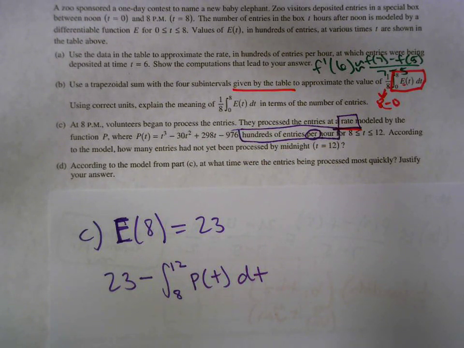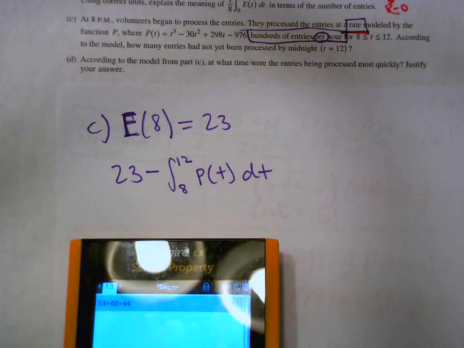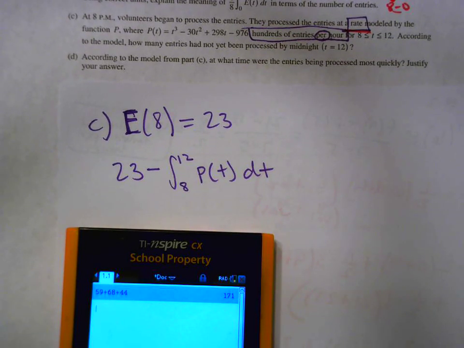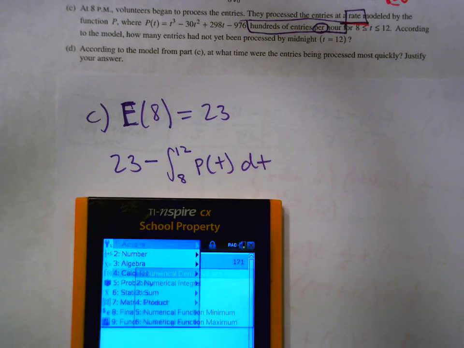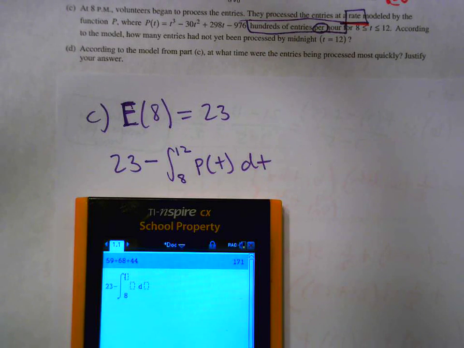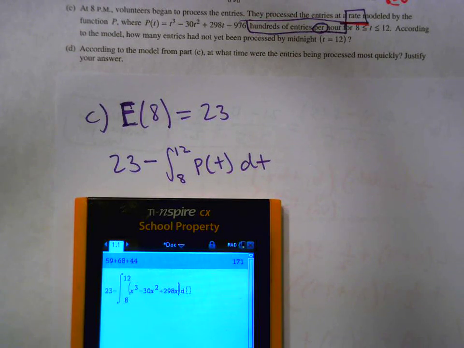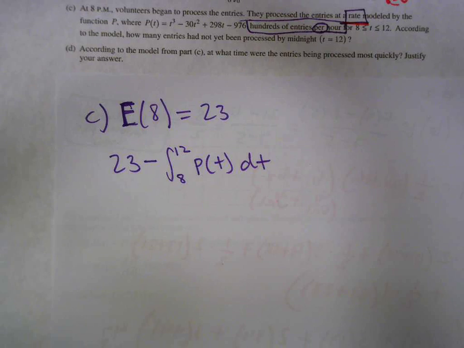Okay, so then if we do that in the calculator, look, that's me checking my math. 23 minus... then you 2 from 8 to 8 to 12. And then we're going to type in our P of T, so I'm going to say x cubed minus 30 x squared plus 298x minus 976 dx. 6.999.